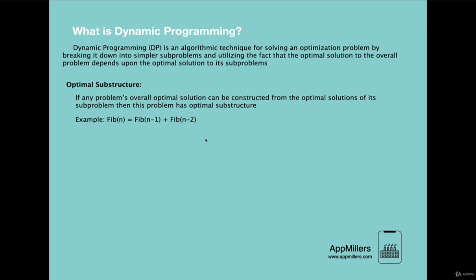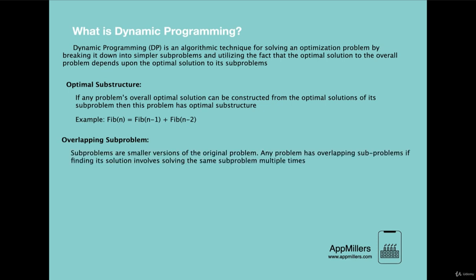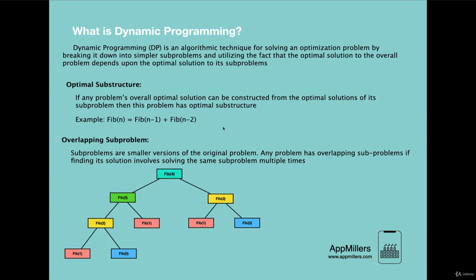Now the next main property of dynamic programming is the overlapping subproblem property. This property means that if the solution of any given problem involves solving the same subproblems multiple times, then this problem has overlapping subproblems. This means that instead of solving these same subproblems multiple times, we just use the solution of them. But in case of the divide and conquer algorithm, we are calculating these subproblems again and again.